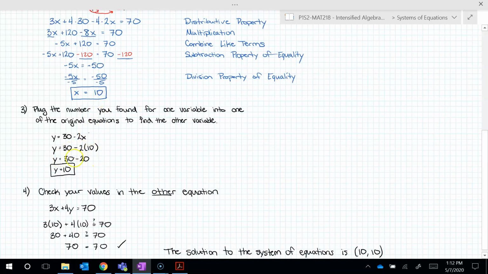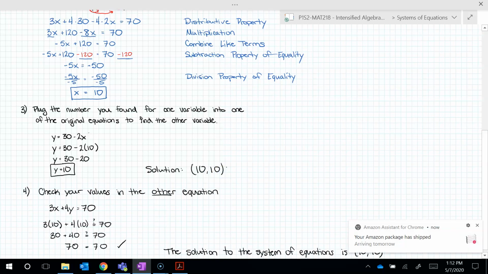2 times 10 is 20. 30 minus 20 is 10. Y in this case is also 10. So with that, now I have my solution to the system. My solution is x is 10 and y is 10, so it's the point (10, 10).